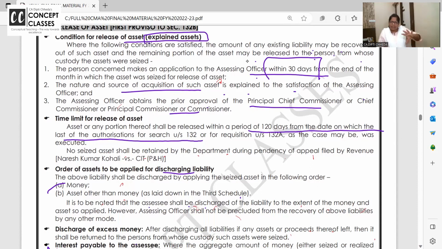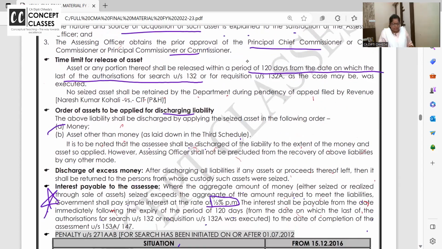Then after recovering their taxes, the asset or any portion thereof shall be released within a period of 120 days from the date on which the last authorization of search. सर्च खत्म होने के 120 days में वो asset वापस दे दोगे. ठीक है?